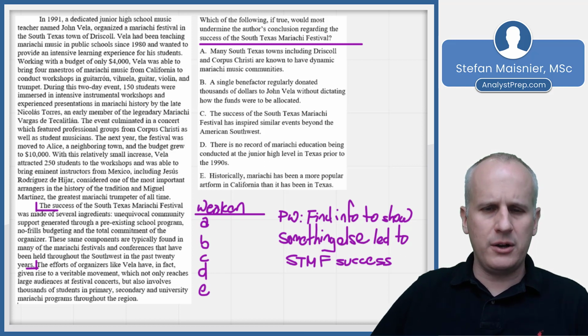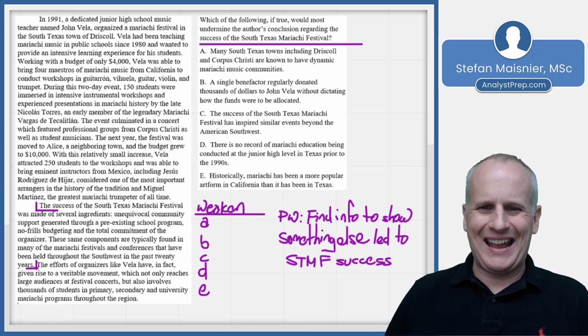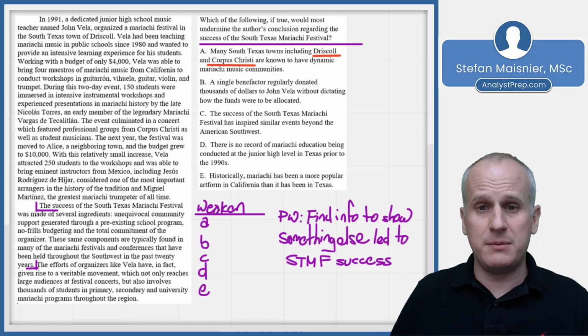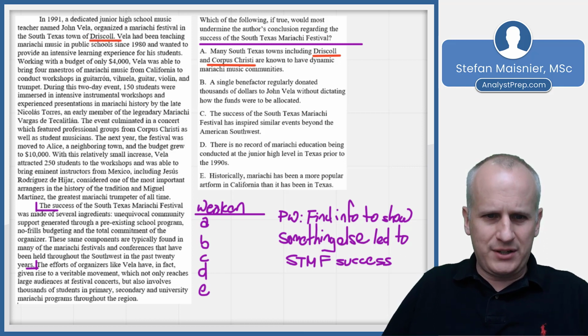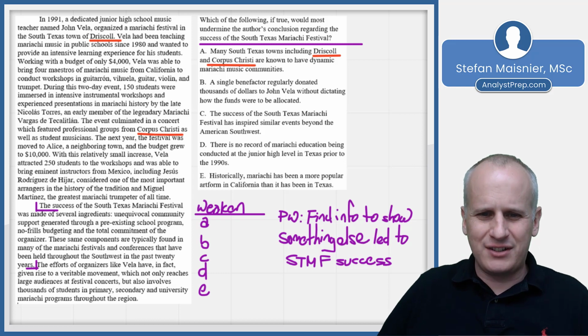And so we go to the answer choices and we find: many South Texas towns, including Driscoll and Corpus Christi, are known to have dynamic mariachi music communities. So we know that we were talking about Driscoll and Corpus Christi, and just like we did before, we have to go look for these terms. And we see that the South Texas Festival was from Driscoll, and we talk about Corpus Christi as being a place where they got professional groups. But it also said that there were a lot of these festivals throughout the Southwest, so that many of them have dynamic mariachi communities, if anything, actually seems to strengthen the argument.